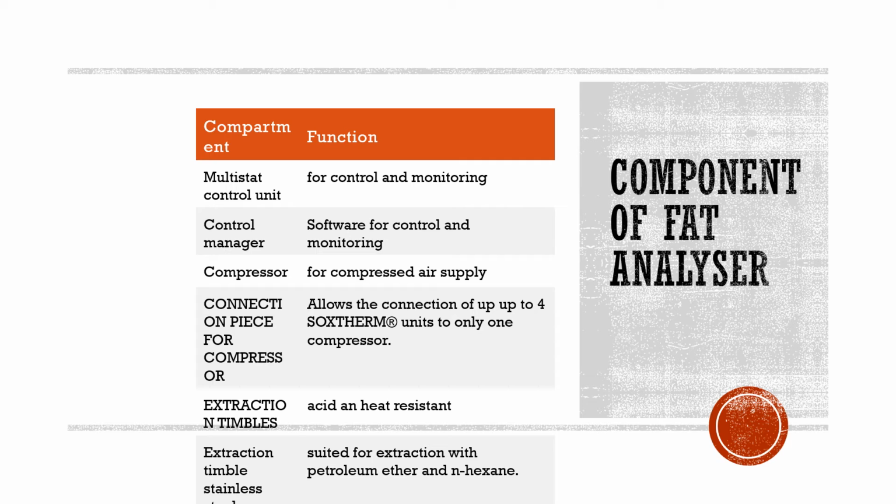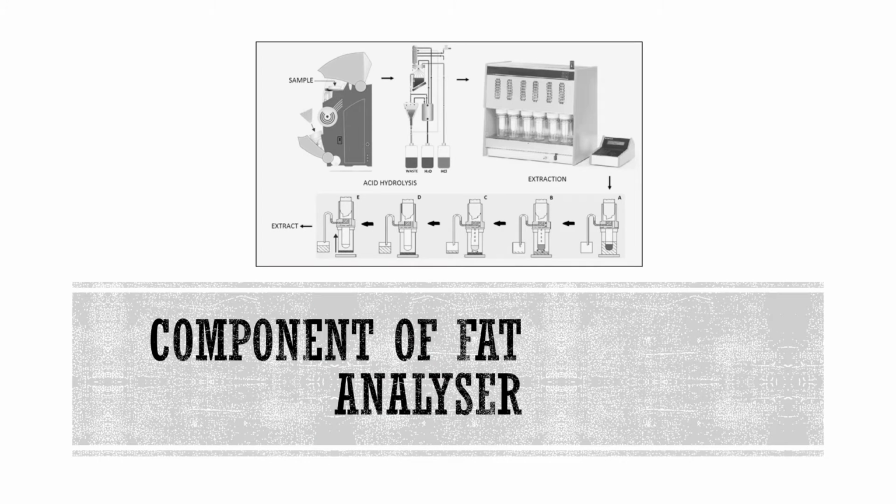Okay, and then we have extraction timber for acid and heat resistant. Extraction timber stainless steel is suited for extraction with petroleum ether and adhesive. Alright, so as you can see from this diagram, you can see where the sample is inserted, and then where the sample is collected and the waste is removed. Then you can see from stage A to E, showing the process of the fat extraction by using the fat analyzer.